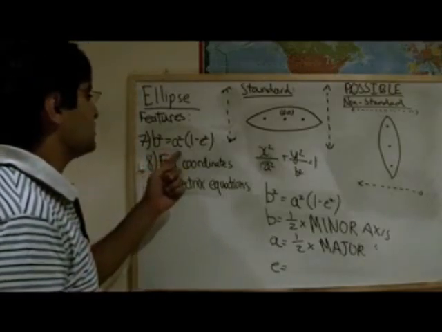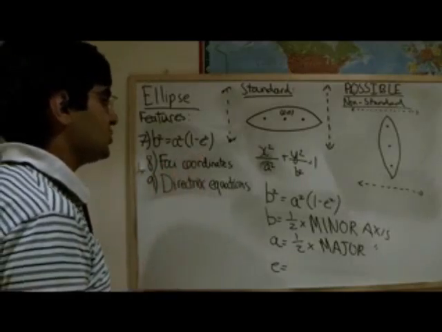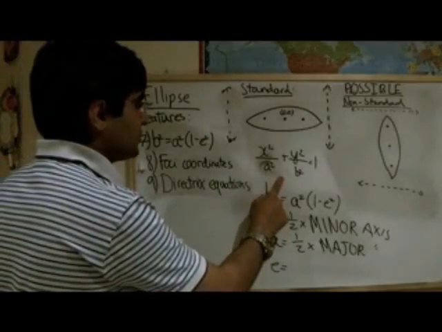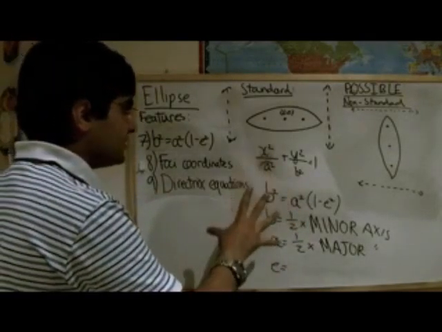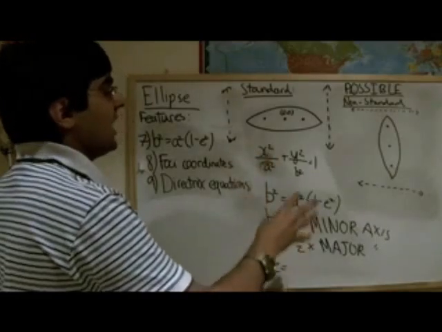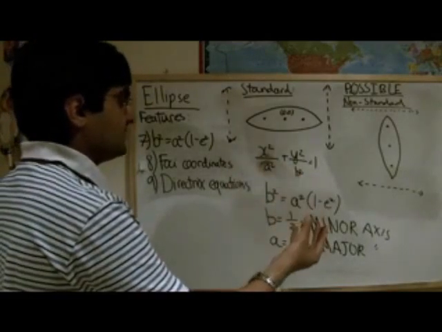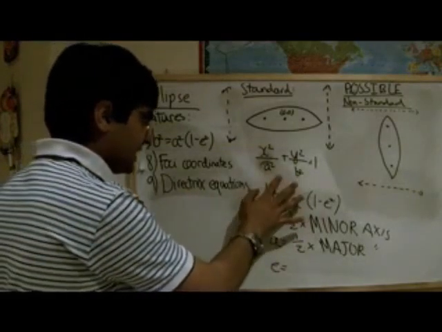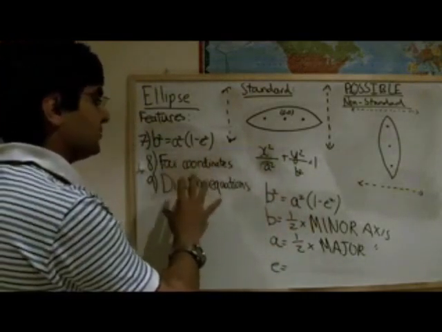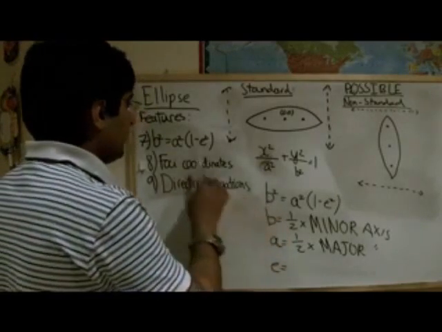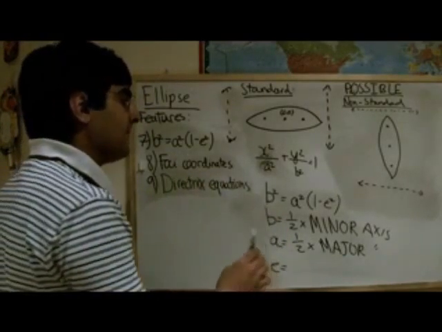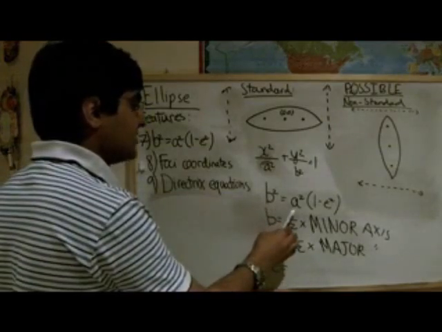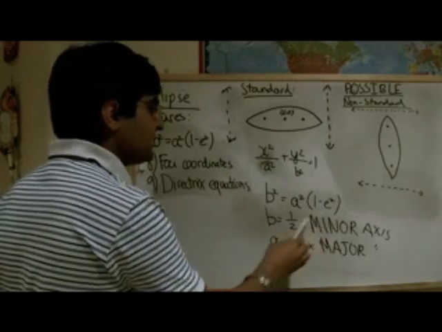b squared equals a squared times 1 minus e squared. You'll remember from the last video we talked about the standard equation of the ellipse. We talked about what it means, and how it changes when you're talking about non-standard ellipses. Now, we're going to ignore that for just a second, and concentrate on these mathematical relations. No matter what ellipse you look at, this relationship will always hold true. b squared will always be a squared times 1 minus e squared.